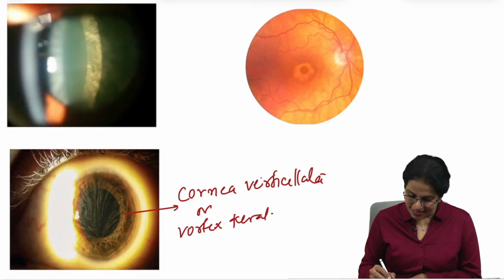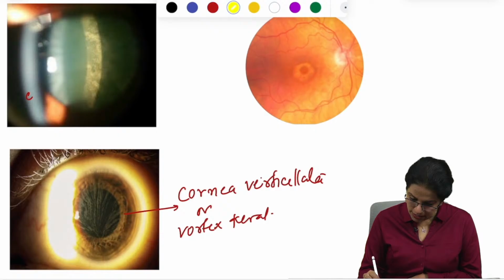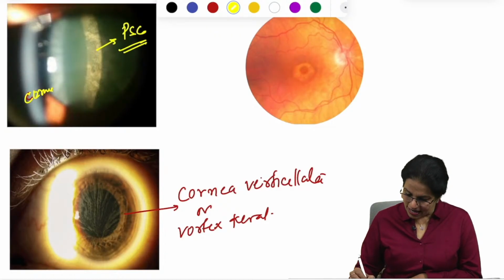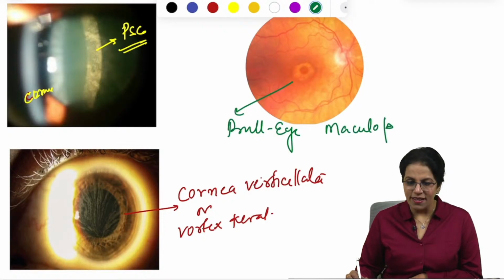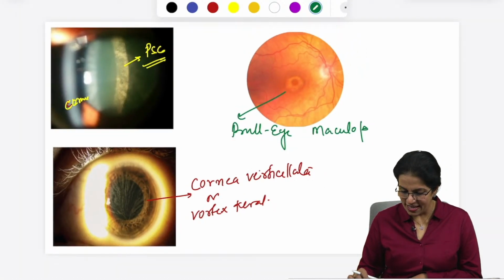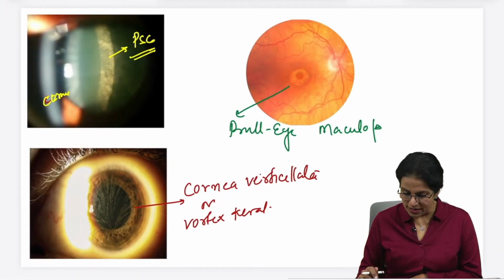So this is one. What do you see here? This is the slit lamp and if you look here, this is the corneal slit. The cornea slit is visible. And this is the lens and what I see is posterior subcapsular cataract. Very good. And what do you see here? Yes, this is your bullseye maculopathy. So what is the diagnosis? Which drug are we talking about? Chloroquine. Okay? So we are talking about chloroquine.